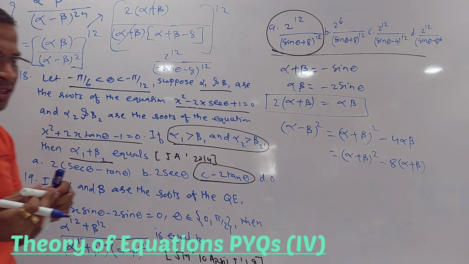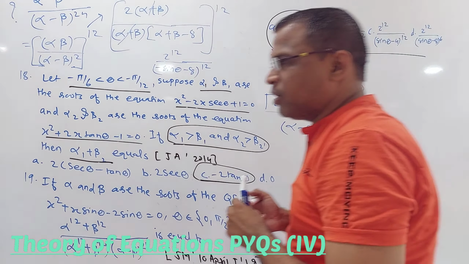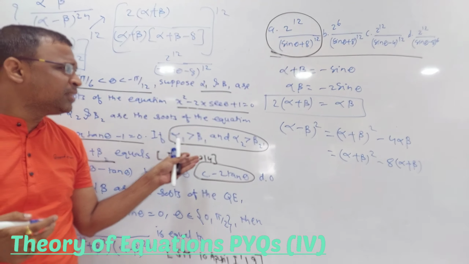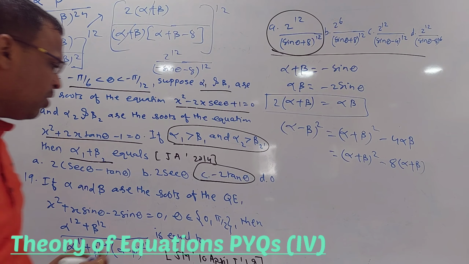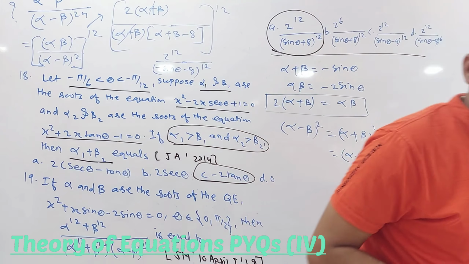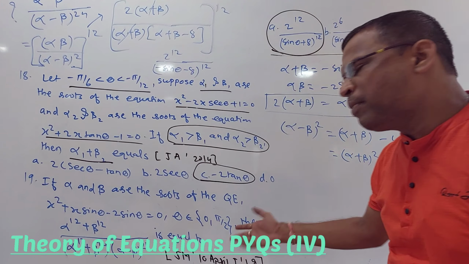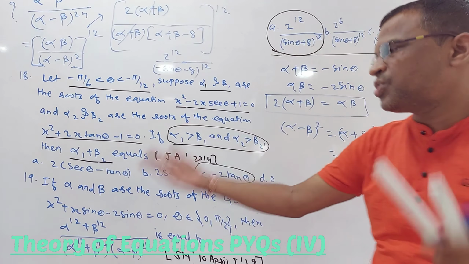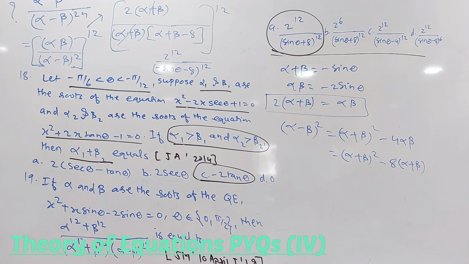Fine. It's not so tough a question. On a scale of 1 to 10, I can give it a 4. It's not that tough a question. The only thing is you should understand the concept. Theta belongs to 0 to pi by 2, first quadrant, everything is positive. That's why they have given this information, but we just ignore this. Okay, so just go to the next question.